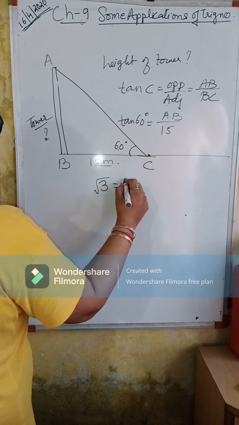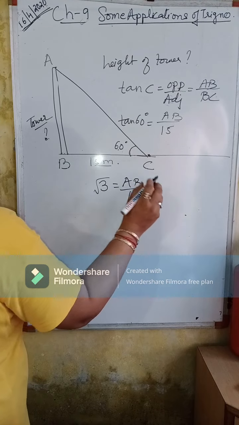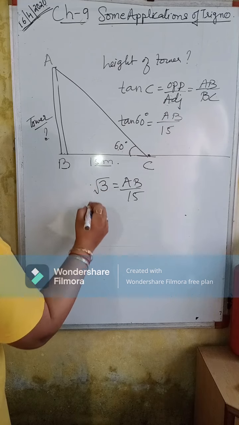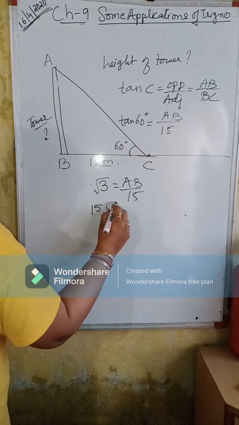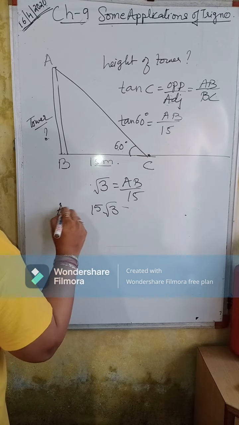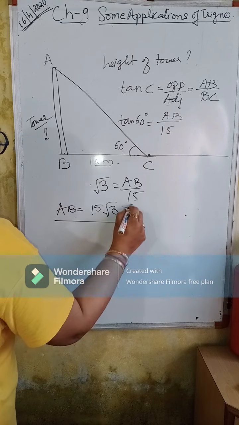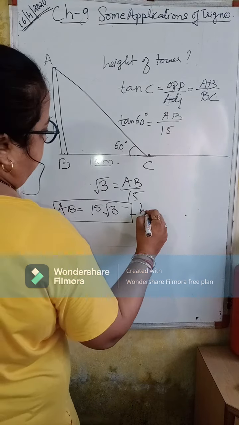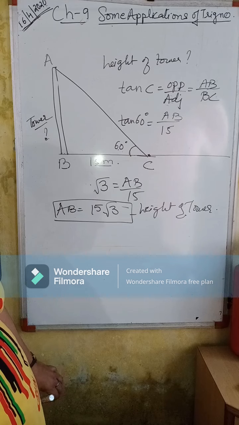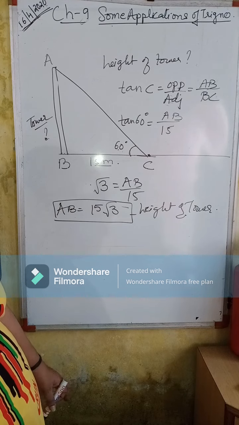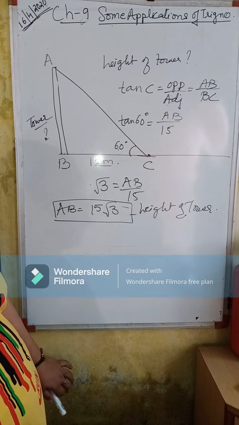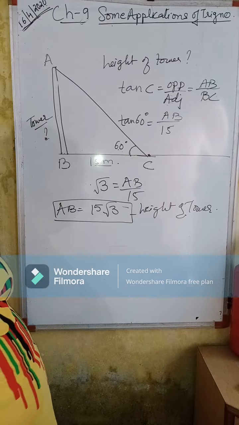Root 3 is equal to AB upon 15. So this 15 will go here. 15 root 3 will be your AB. That is the height of the tower. Okay. If you remember the table, this lesson will be very easy for you. Identities and table. Okay. Question 2.